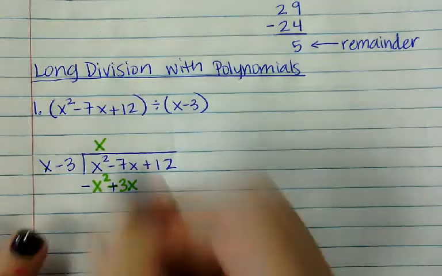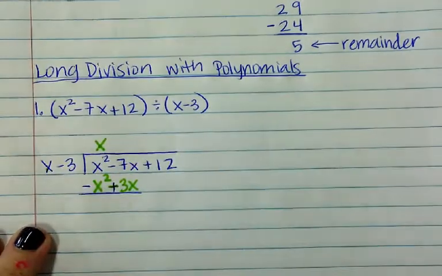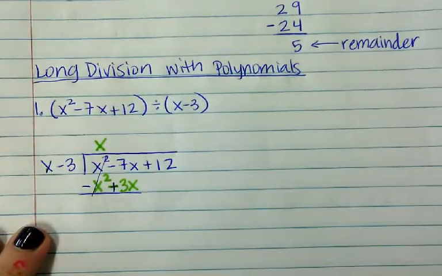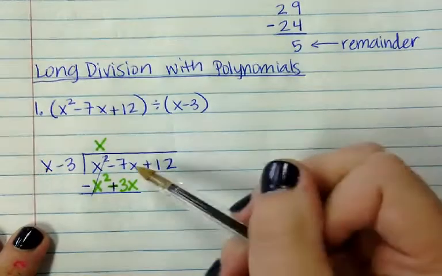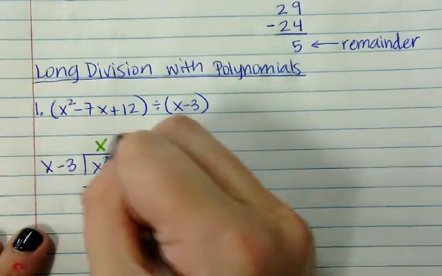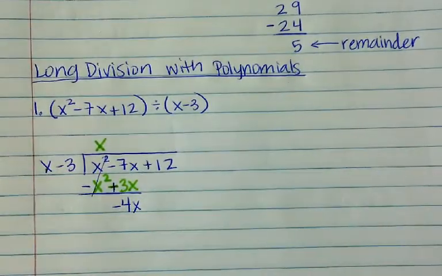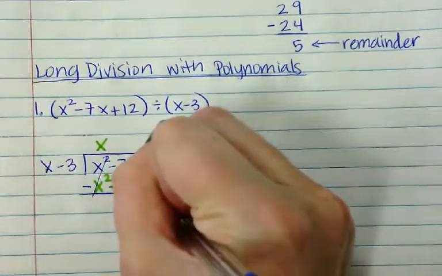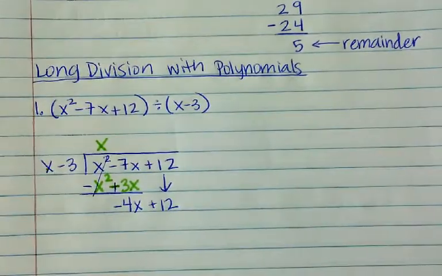So we combine these together. What just happened to my x squareds? They canceled. Negative 7x plus 3x is negative 4x. Gentlemen, this is a brand new concept, okay? Now that we have this, we are going to bring down the 12. Do y'all feel good about that? It's just like long division with numbers, but instead we're using x's, we're using variables, okay?